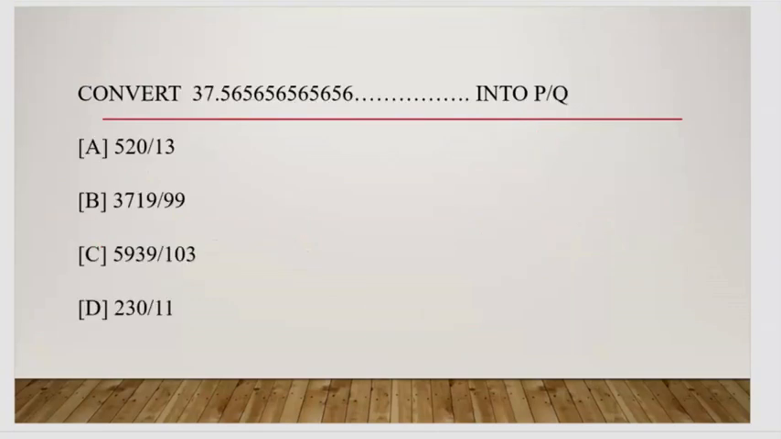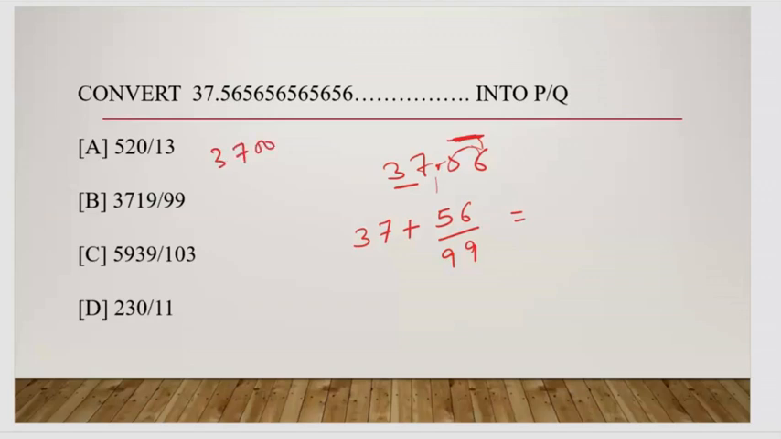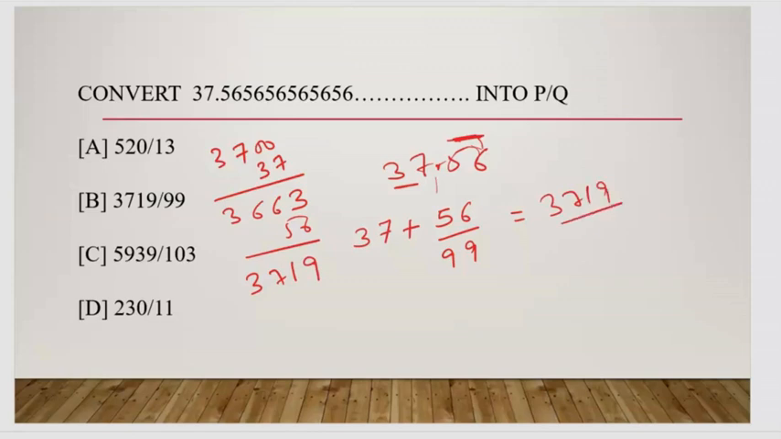Let's solve more examples. The first question is 37.56 bar. So 37 means the integer, doesn't matter. 37 plus 56, where both numbers have bar, so 56 by 99. And when you solve this, you can do 37 into 99, so we can solve like this, right? And we will have 3663 and we can add 56 here. So my answer is 3719, right? 3719 divided by 99. So my answer is B.